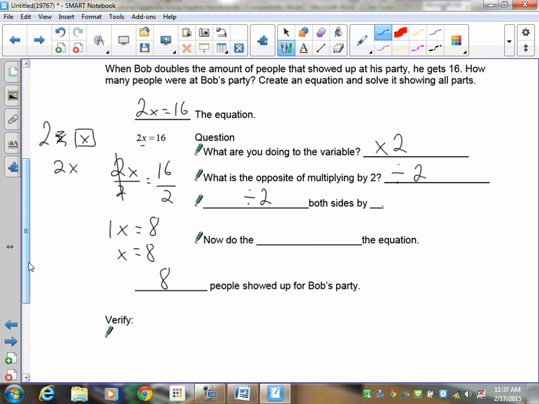This here is "now do the same to both sides of the equation." Kind of missed this. Should have had a longer blank. All right?